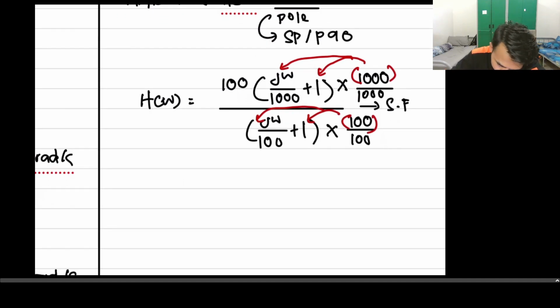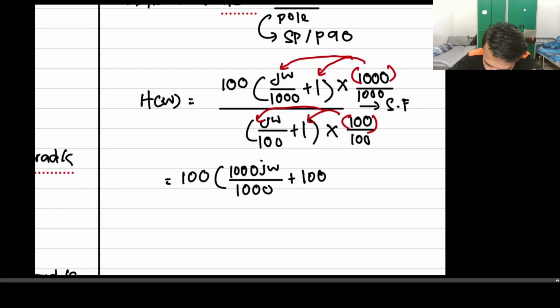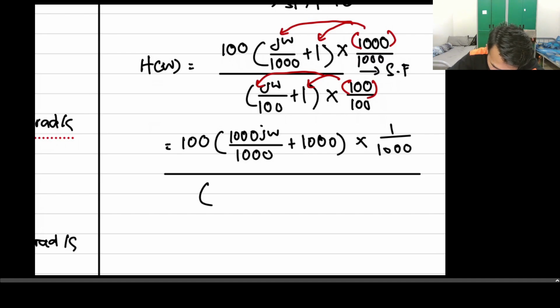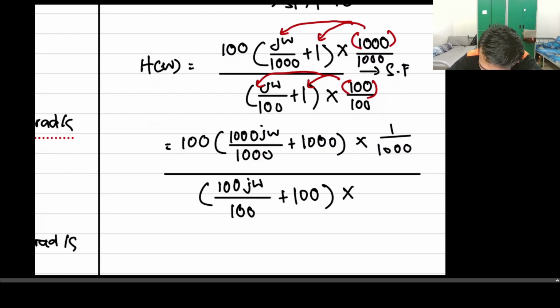So it will be 100 times (jω/1000 + 1) multiplied by 1000 over 1000, divided by (jω/100 + 1) multiplied by 100 over 100.